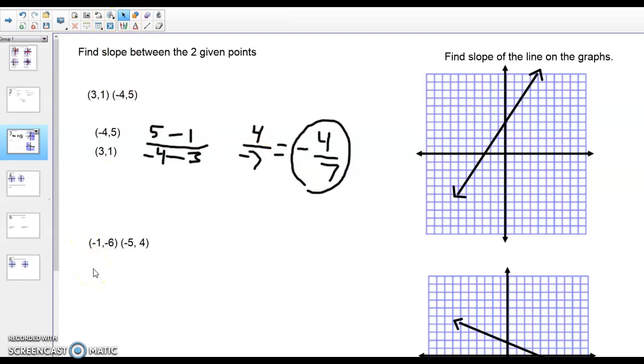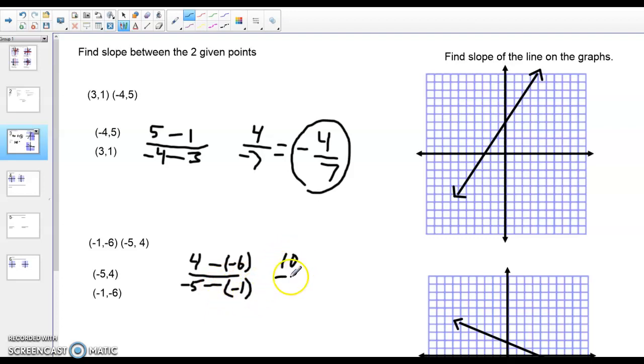Here I'm going to put the points one on top of the other. Negative 5, 4. Negative 1, negative 6. And right away we put our fraction bar in and our two minus signs. And then it becomes 4 minus a negative 6 over negative 5 minus a negative 1. 4 minus a negative 6 is 10. Negative 5 minus a negative 1 is negative 4. And then that reduces to negative 5 halves. And I'm once again going to put that negative sign in front of the fraction.